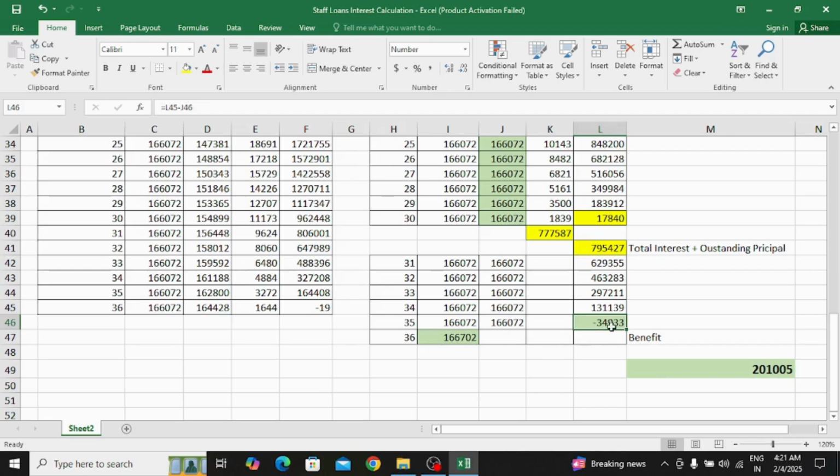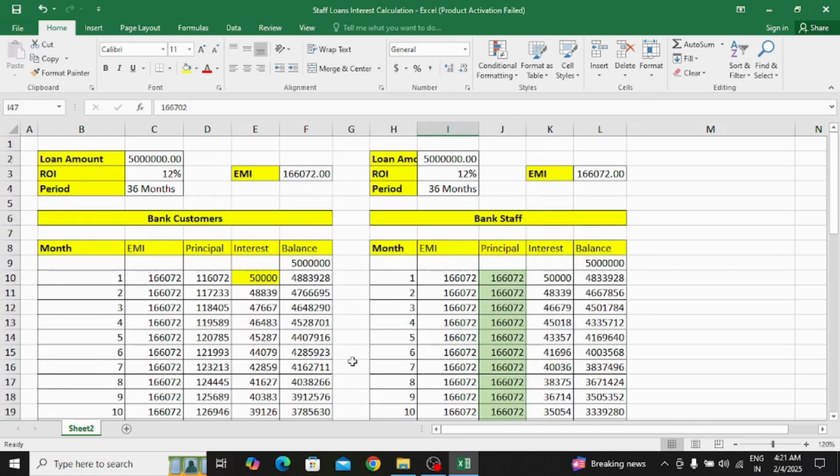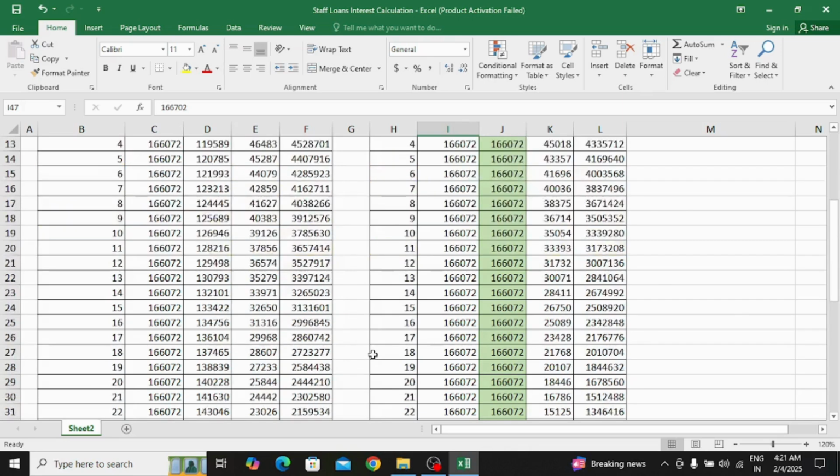And last, because there is no outstanding, the staff will not pay the last EMI. So what is the benefit he is getting? Last EMI amount 1,66,000 and 35th EMI 34,000. Total is 2 lakhs he is getting as a benefit. So for 50 lakhs for 3 years, he is getting a benefit of 2 lakhs.